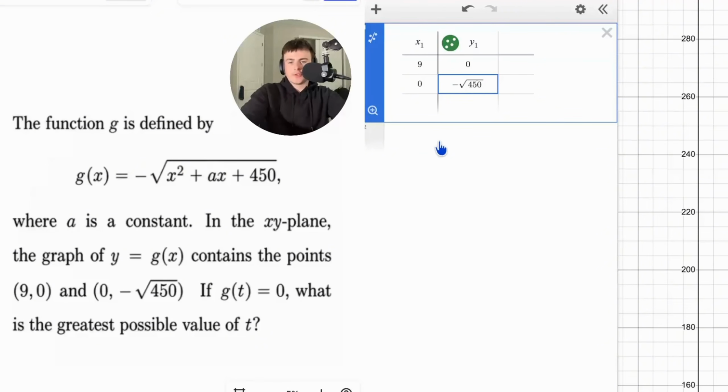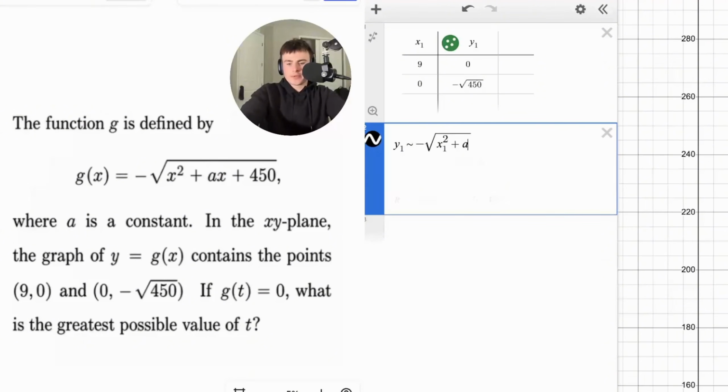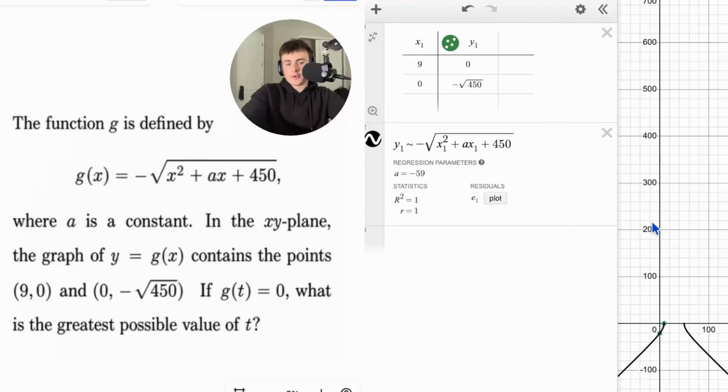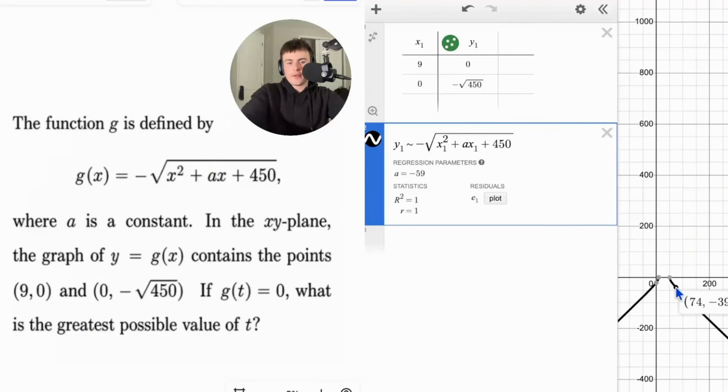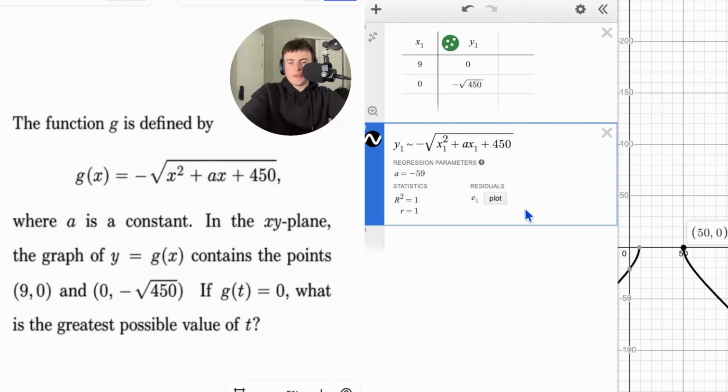So what I want to do is just type the thing in, y1 tilde negative root of x1 squared plus ax1 plus 450. Perfect. And it tells you that a is negative 59. I don't necessarily know if this is even true. It could be inaccurate, but let's see. We're given 50 here. Let me see if I can verify this is correct.